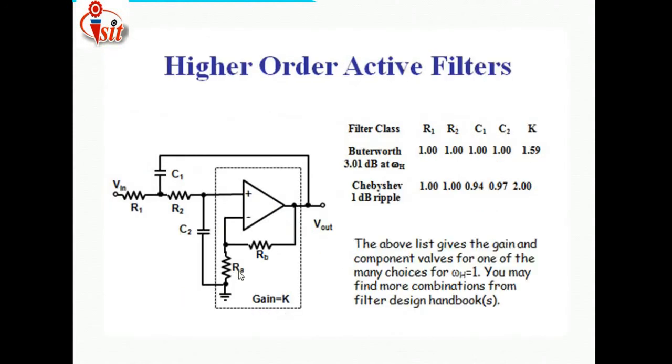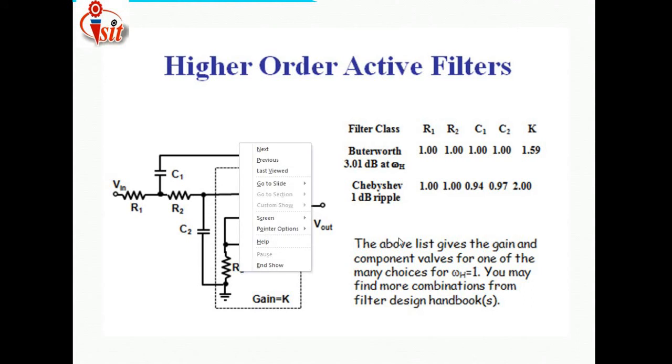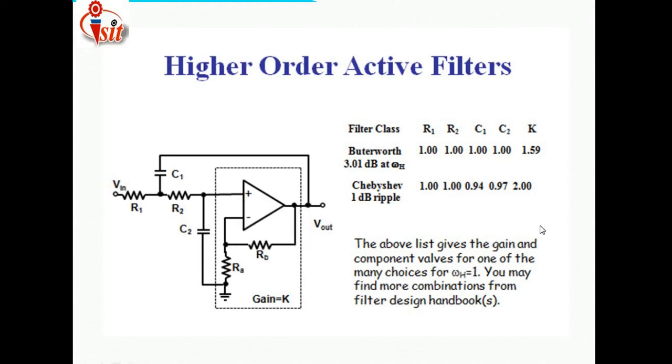Then, for the higher order active filter design, just see over here. The filter classes have components R1, R2, C1, C2, K. Here we are going to use the second order active filter, and the Butterworth values related to these filters are 1.59. Then the Chebyshev values for 1 dB ripple factor related to the higher order active filter are 0.94, 0.972, etc. The above list gives the gain and component values for one of the main choices for WH equal to 1. You may find more combinations in the filter design handbook.